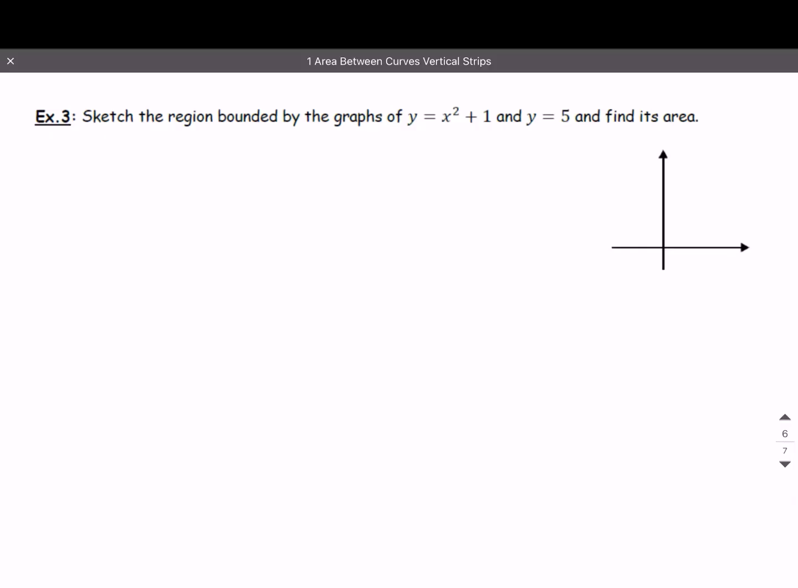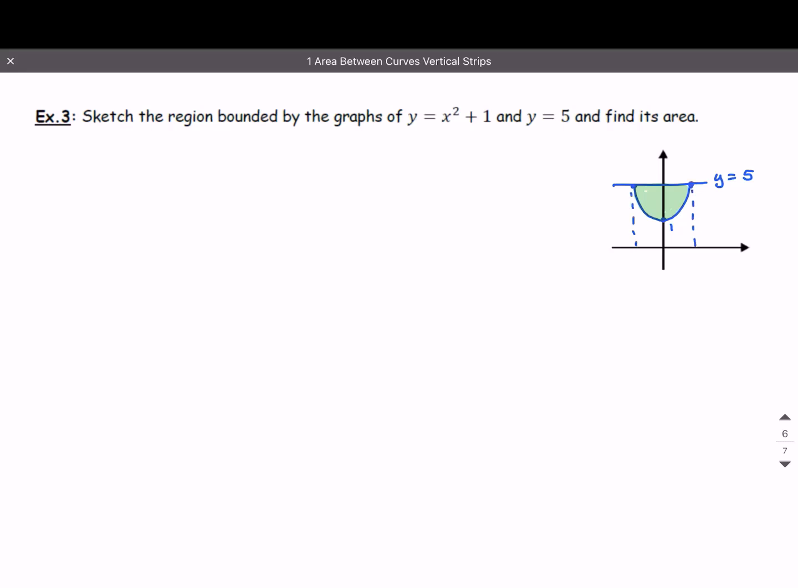Sketch the region bounded by the graphs of y equals x squared plus 1. Now remember, x squared plus 1 is a parabola that hits the y-axis at 1 and opens upwards, and by the graph y equals 5. So that's the horizontal line, y equals 5. We are looking for the area in here. So the first thing we need to know is where do they intersect? Okay, so we can find our limits a to b.